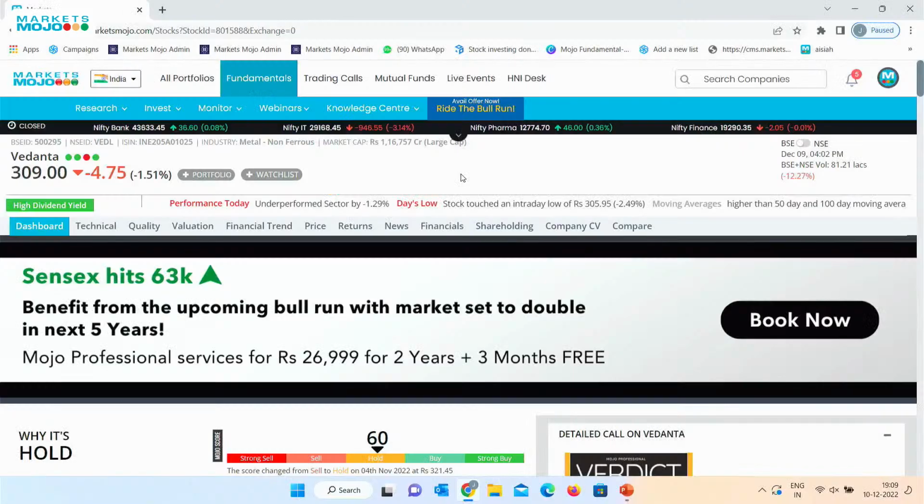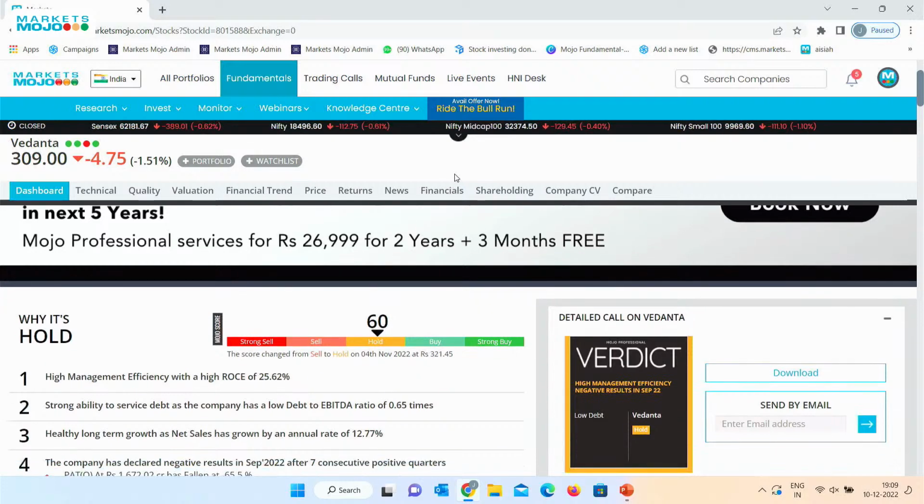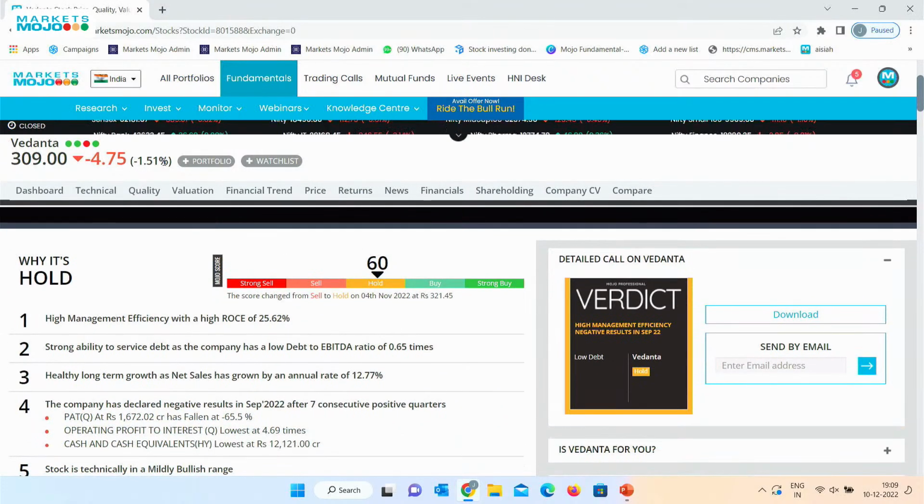Another question from an investor, Raju: Vedanta for long-term investment? For long-term investment, I'm not really sure, but I'll still take you across it. Could you share my screen? Yes. So now we are on Vedanta over here. It's down 1.5% on Friday.